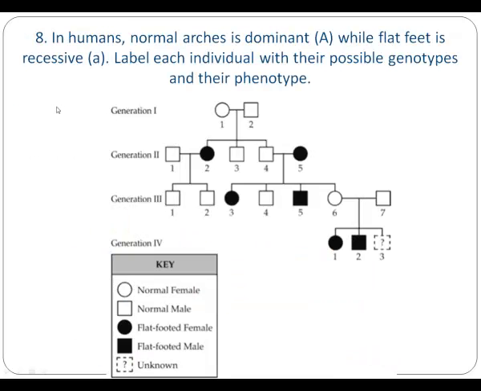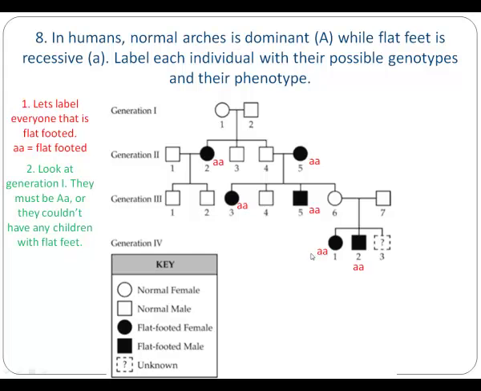This is a pedigree for feet, normal arches versus flat feet. So normal arches is dominant, capital A, and flat feet is recessive. Label each individual with possible genotypes and their phenotype. So let's first start with generation 1. Actually, we can first start with everybody who's flat-footed. So everybody who's shaded in is going to be flat-footed. So I know they're going to be little a because that's recessive.